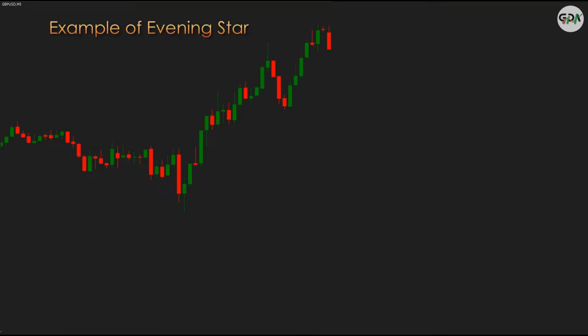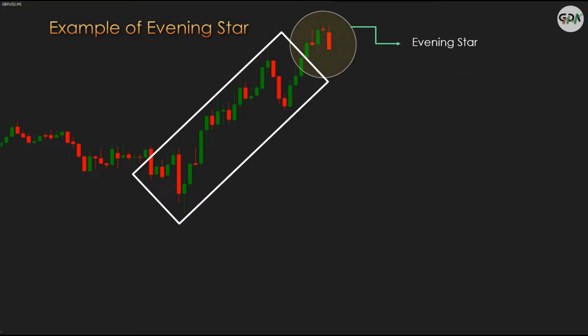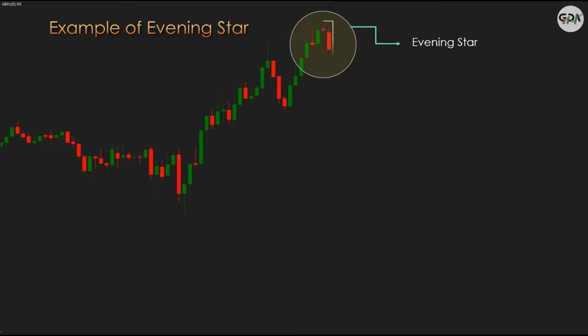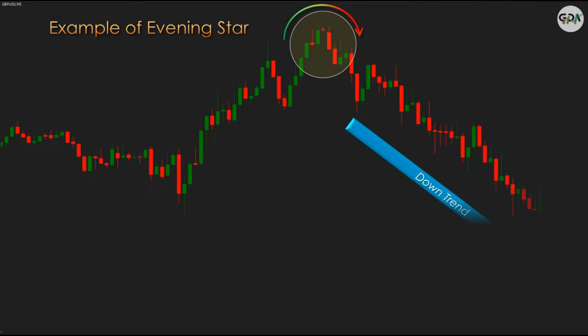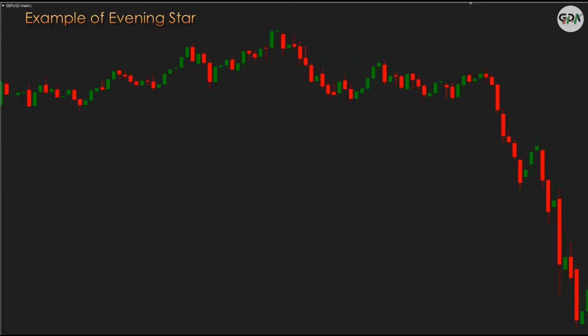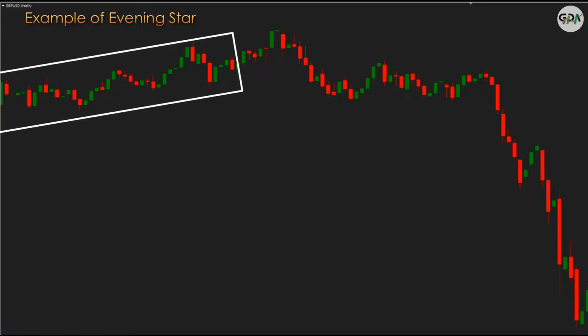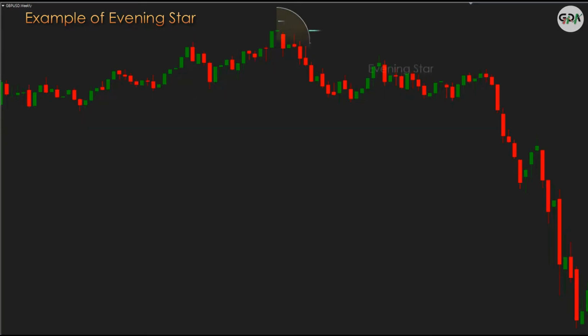Friends, we will see the formation of evening star in the chart. Previous trend was up. The price action raised the market with a green candle, which is followed by an indecision doji. The subsequent red candle with full body confirms the reversal and the price took a U-turn to the down direction. Here is one more example of evening star. Previous trend was up. Evening star pattern happens at the top of the chart, leading the price to the down direction by taking a U-turn.